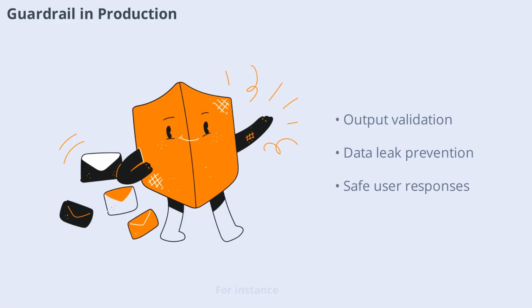For instance, if a customer bot generates a response containing internal source code, the output guardrail detects the code block, identifies a potential intellectual property leak, and blocks the response. Instead, it substitutes a standard support message, ensuring that sensitive information never reaches the end user.